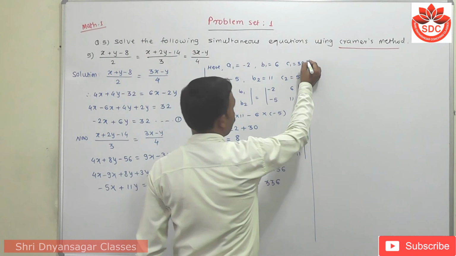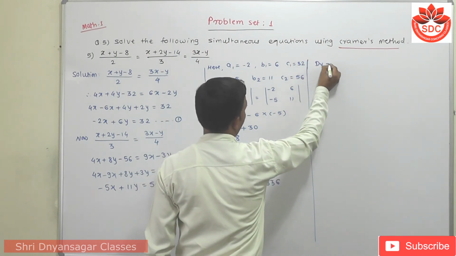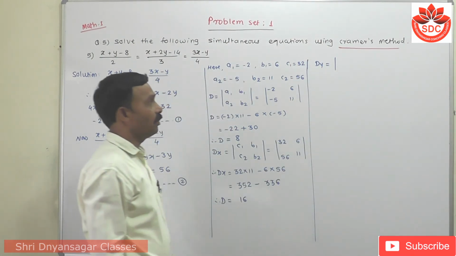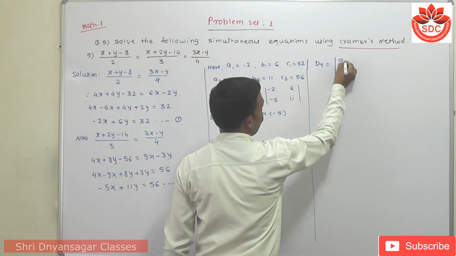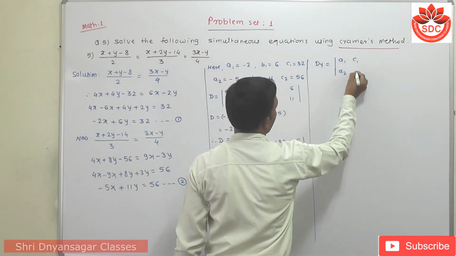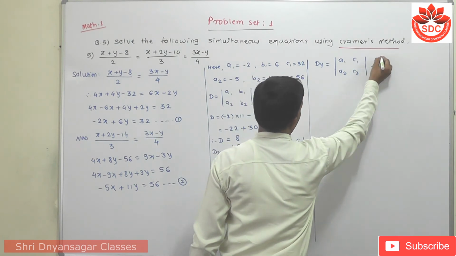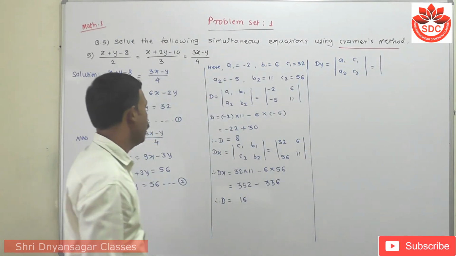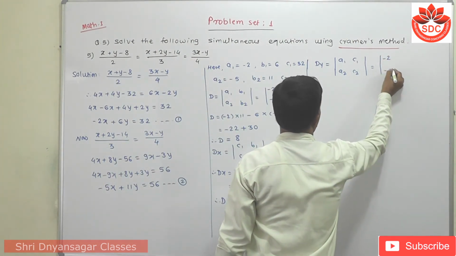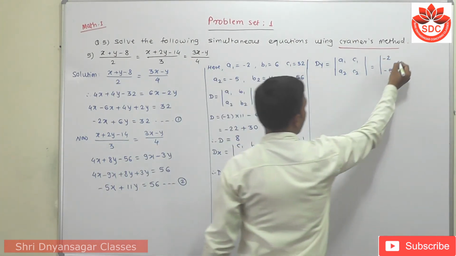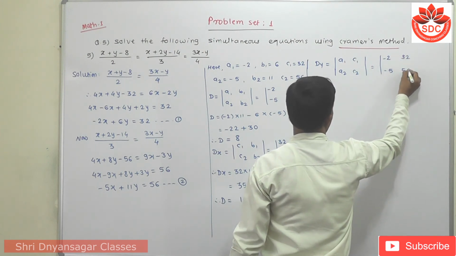Then we can find the value of determinant of y. Now we know the rule for y. We have to replace b1, b2 by c1, c2. So here a1, a2, here c1, c2. The value of a1, a2 is minus 2, minus 5, and c1, c2 is 32, 56.